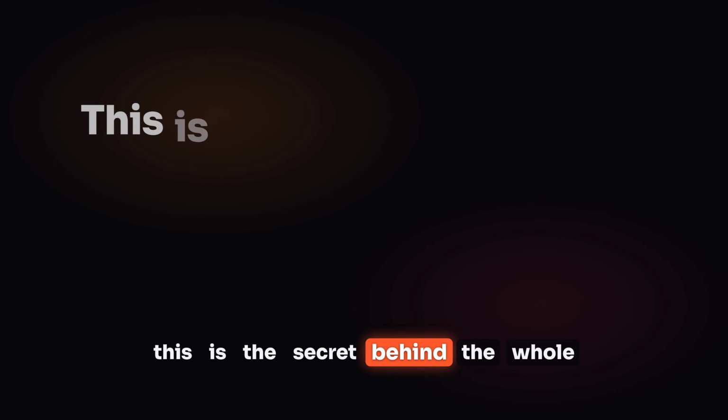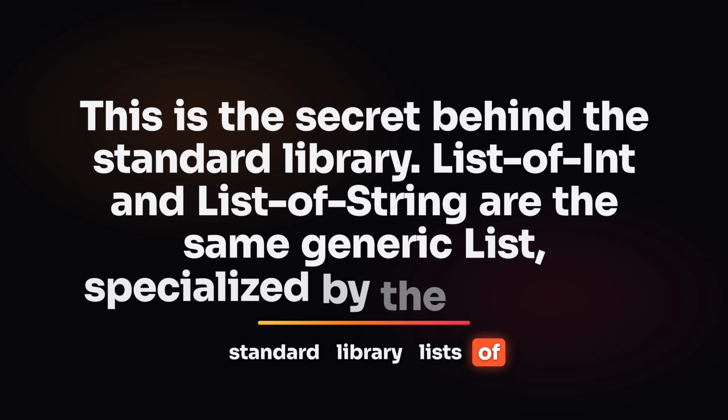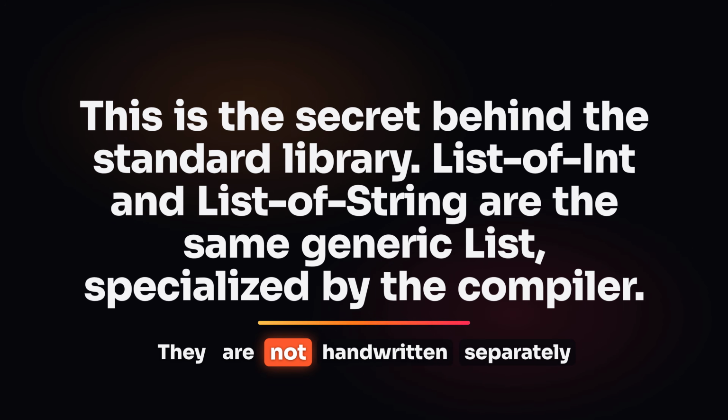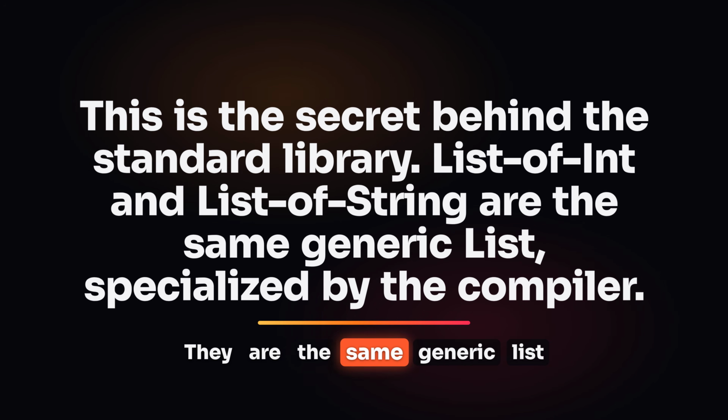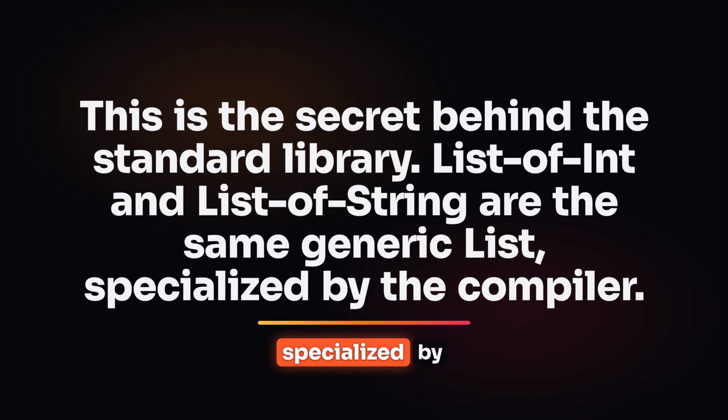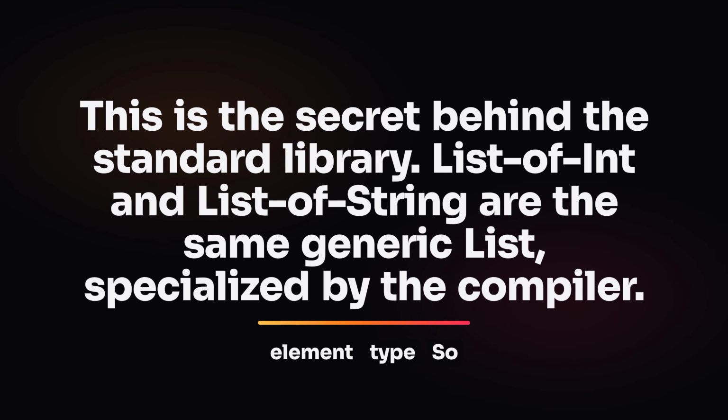And this is the secret behind the whole standard library. List of integers and list of strings, they are not handwritten separately. They are the same generic list, specialized by the compiler for each element type.